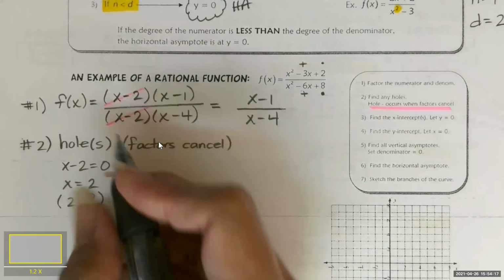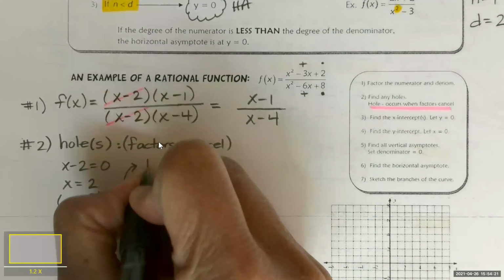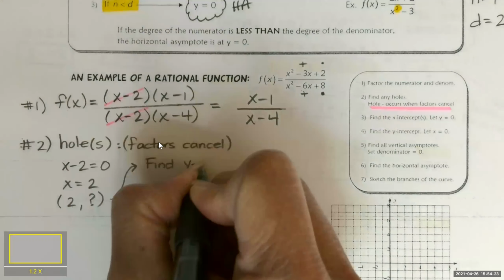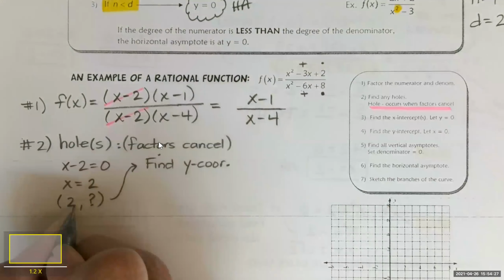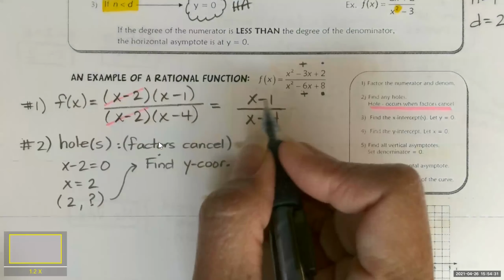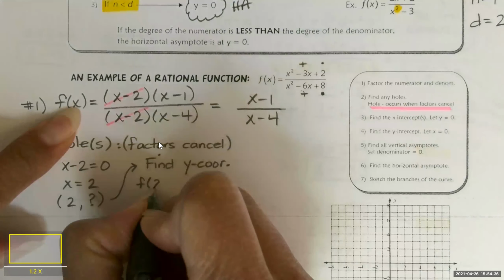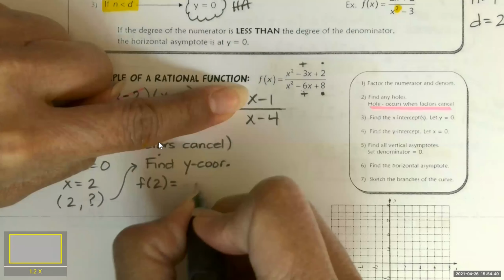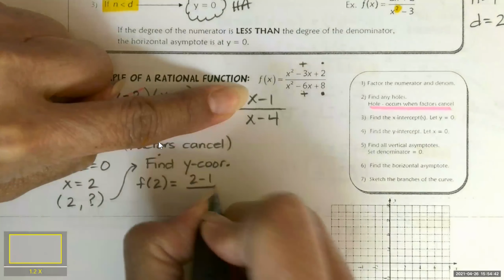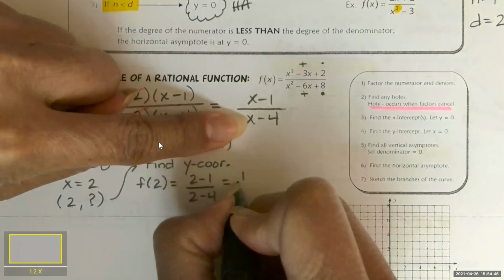Now I need to come over here and find the y-coordinate. How do I do that? Well, I take my x value and substitute it back into my equation, which is this one right here. So let's go do that. f of 2 in this particular step. Replace that x with a 2. Replace that x with a 2. And I'm left with 1 over negative 2.